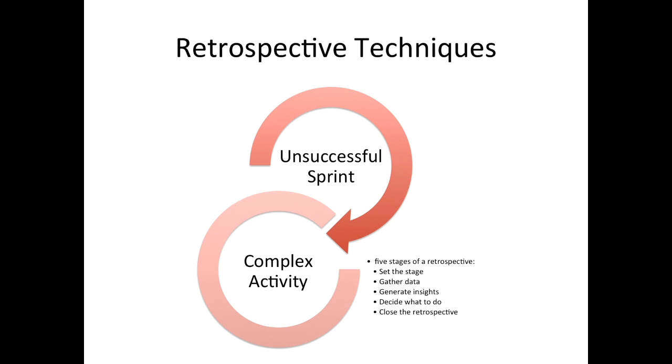Then with unsuccessful sprints, this is when I tend to go back to a more complex retrospective activity. Many of you may be familiar with the five stages of retrospective: setting the stage, gathering data, generating insights, deciding what to do, and closing the retrospective. And of course, you're one Google search away from learning more about this technique. I love this technique, and I love breaking these things down and doing different exercises for each one of these items.